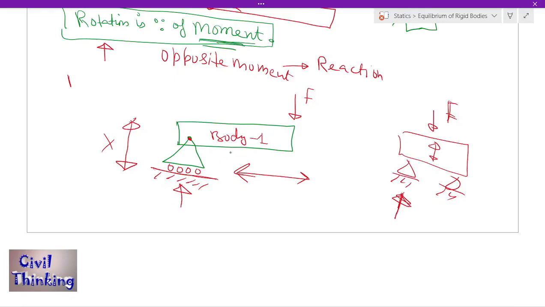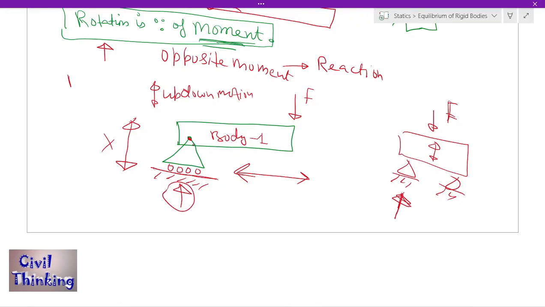When you apply a force here, there will be a reaction against it. The reaction will be from this surface. So you restrain one motion, the up down motion. You stopped it, so there is one reaction.